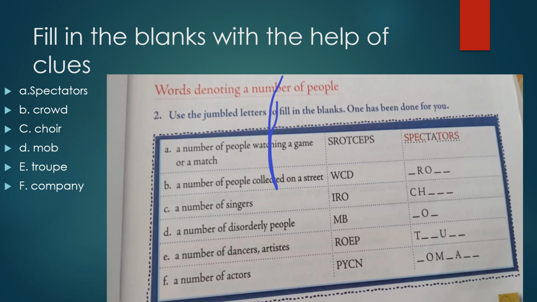Once again, I am going to repeat this. A number of people watching a game or a match, spectators. A number of people collected on a street, crowd. A number of singers, choir. A number of disorderly people, mob. A number of dancers, artists, troupe. A number of actors, company. Clear?